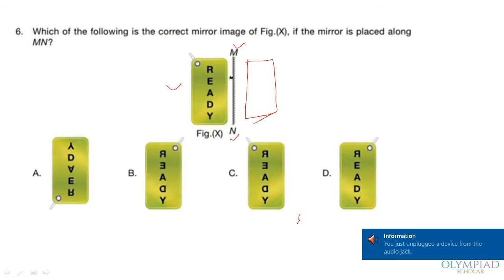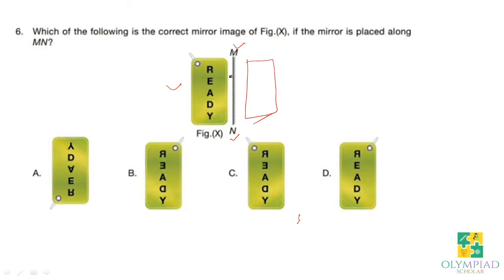There are some rules that you have to understand before finding the answers for mirror images. The first rule is that the figures don't become upside down. That means if R is at the top, it can never come here. So that is wrong. In option A, R is shown upside down, so it cannot be the answer.